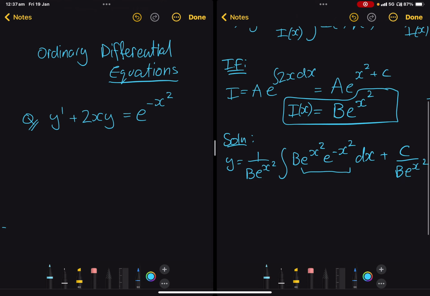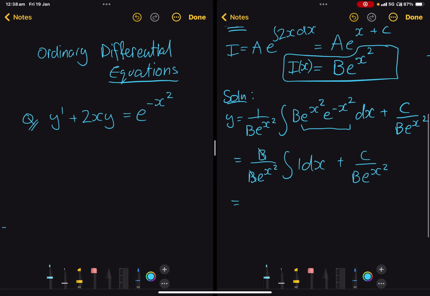Now, e to the x squared times e to the minus x squared is e to the 0, so this is 1. Here we have b on b e to the x squared times the integral of 1 dx, plus c over b e to the x squared.